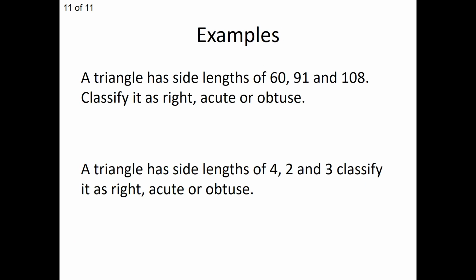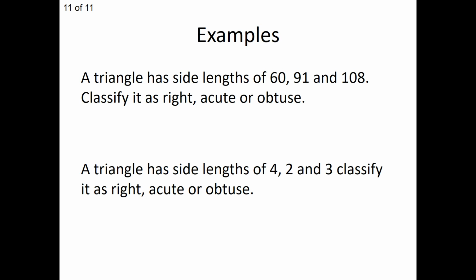So to end our lesson, let's just do a couple examples. Given the three side lengths of a triangle, let's test them. Let's see what type of triangle they are. So with the three side lengths of this triangle, 60, 91, and 108, let's classify this triangle as either a right triangle, an acute triangle, or an obtuse triangle. Now, remember, how do we test this? If the sum of the squares of the two sides A and B is greater than C squared, that means we're going to have an acute triangle. If the sum of the squares A squared plus B squared is less than C squared, then we're going to have ourselves an obtuse triangle. And if they're equal, we'll have ourselves a right triangle.